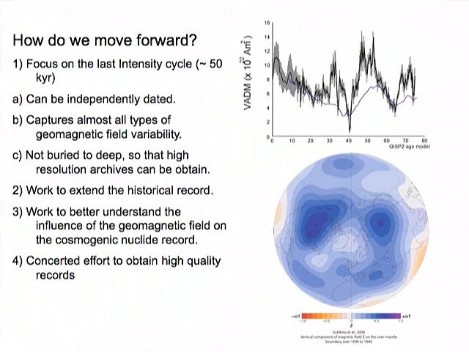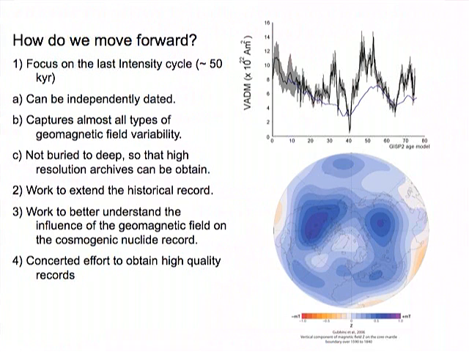So if we are to move forward in this, where do we go? Well, one of the things I think we can do is put a coherent focus on the last intensity cycle, which I would suggest is basically the last 50,000 years, from the high pre-Laschamp through the Laschamp low, going through this complexity period into basically the Holocene high. And this is an attractive period because we can independently date it, so we can compare regional aspects. It captures almost all types of geomagnetic variability. We don't have a reversal, but we have an excursion in that interval. So we capture both high intensity and low intensity, a lot of variations.